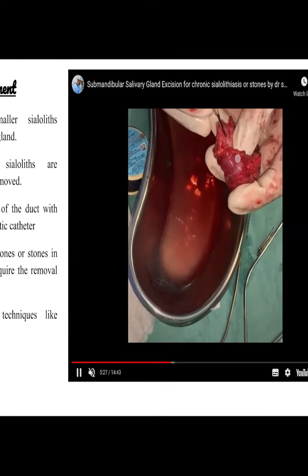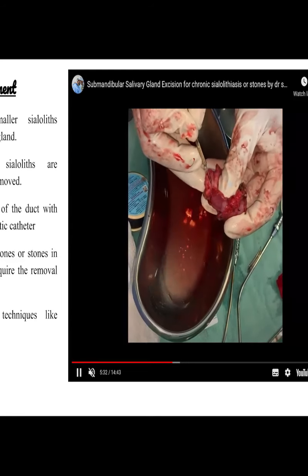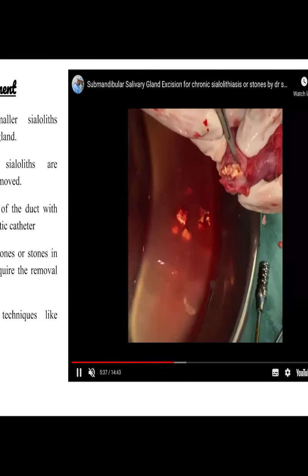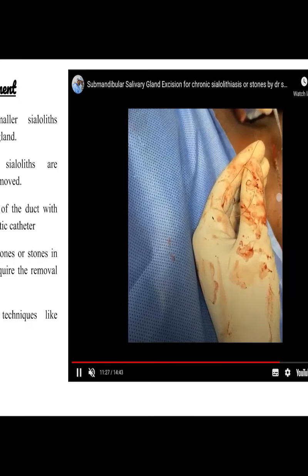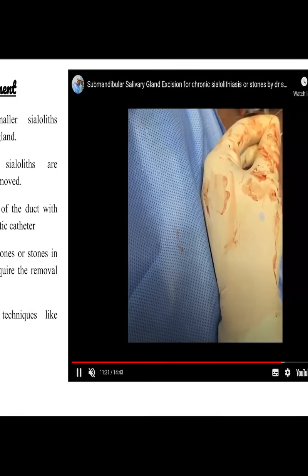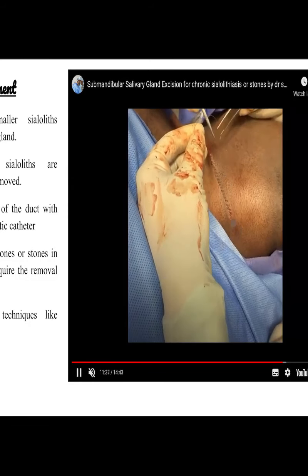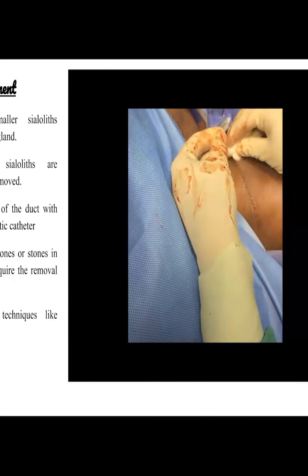Now the gland is removed, and the surgeon is inspecting the gland for any abnormalities and removing the stones as well. So he might find a neoplasm or anything. And after the surgery, complete removal of the gland. These are the salivary stones. The surgeon sutures the incision lines with interrupted sutures, so it's tightly matched and with minimum scar formation.